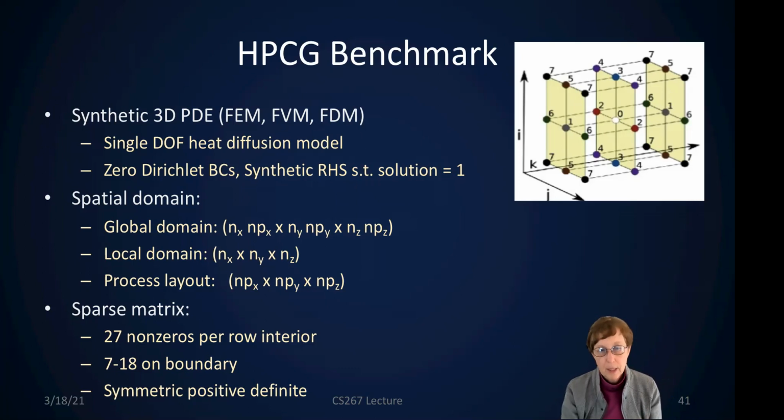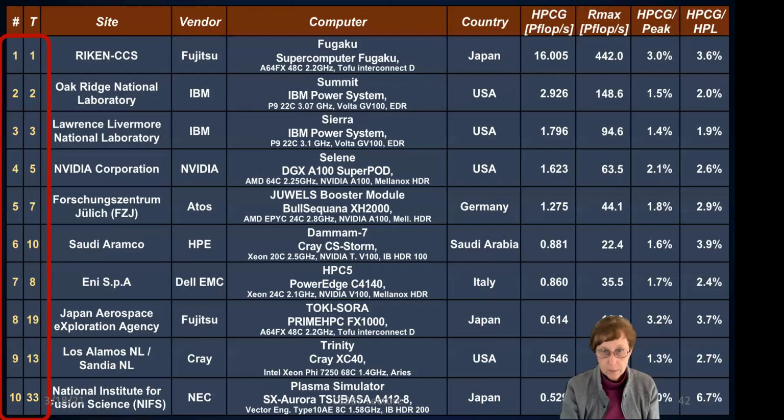Well, we have 27 non-zeros for every row in the interior of the matrix. And each matrix row is representing one of the mesh points in that 3D grid. You can see from the picture on the upper right the 27 points that are all around it, including itself. And then somewhat fewer points when you're on the rows that are the boundaries. And this is a symmetric positive definite matrix, which is important because the algorithm that you're running that's using SpMV is conjugate gradient, which requires a symmetric positive definite matrix.